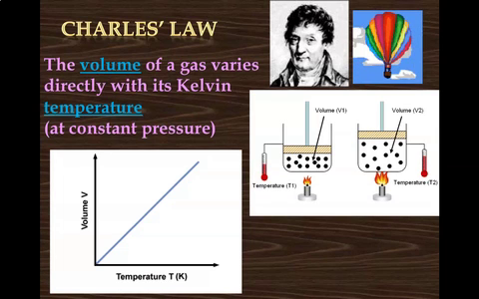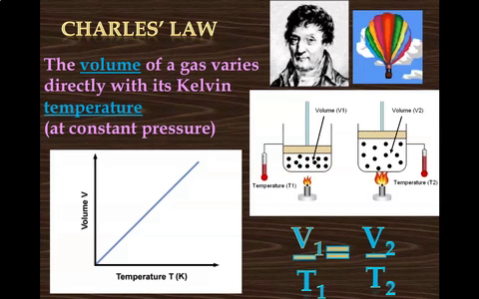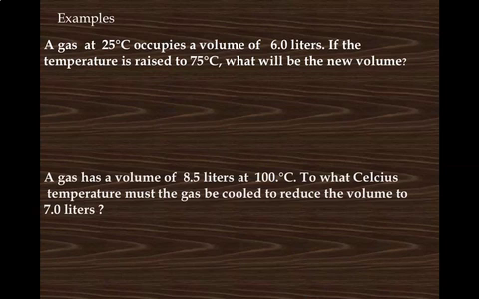Here it's showing that with a lower temperature it doesn't need as much volume. At a higher temperature it needs more volume. It's going to increase. Mathematically this equation is V1 over T1 equals V2 over T2. So you've got 2 volumes and 2 temperatures, and those temperatures do have to be in Kelvin, which we get by adding 273 to Celsius.